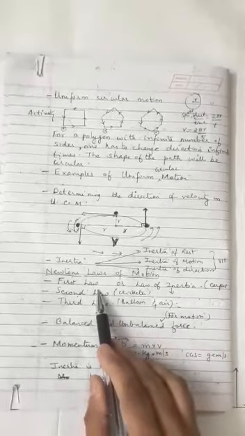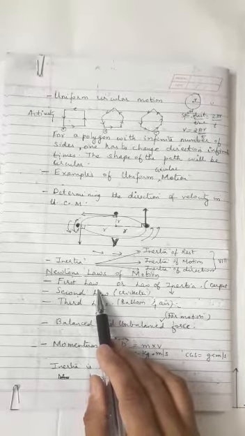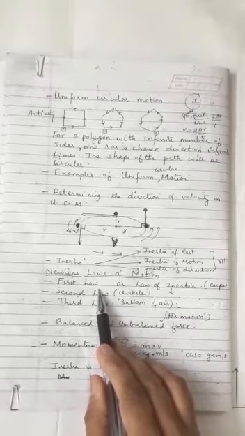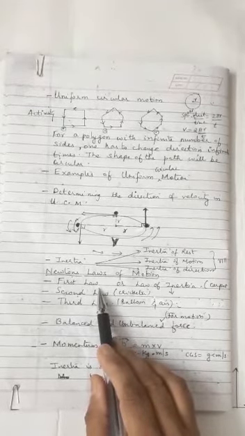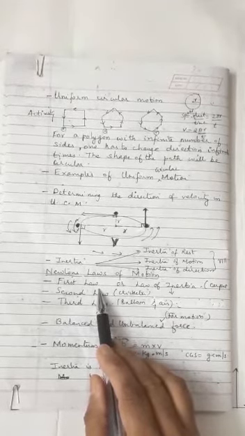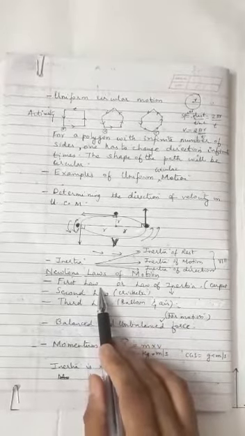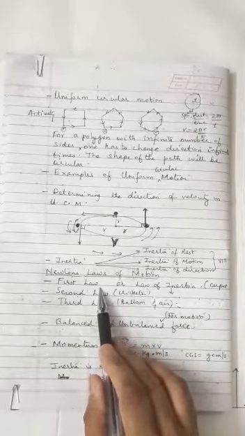First, let me state the first law. Newton's first law of motion: an object continues to remain at rest or in a state of uniform motion along a straight line unless an external unbalanced force acts on it. I repeat, Newton's first law of motion: an object continues to remain at rest or in a state of uniform motion along a straight line unless an external unbalanced force acts on it.